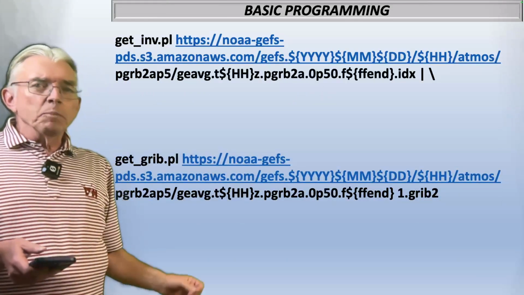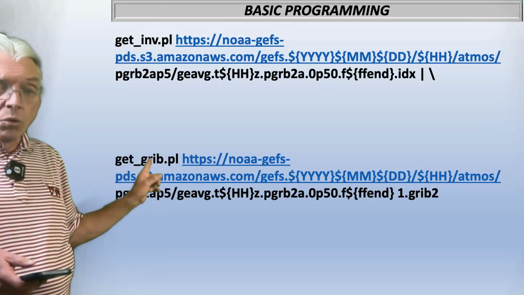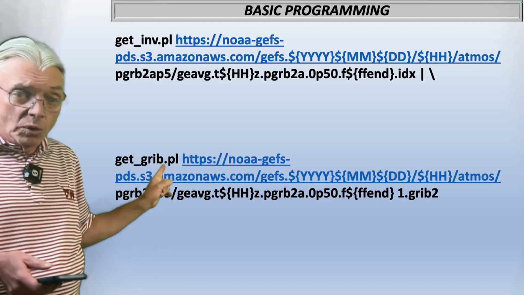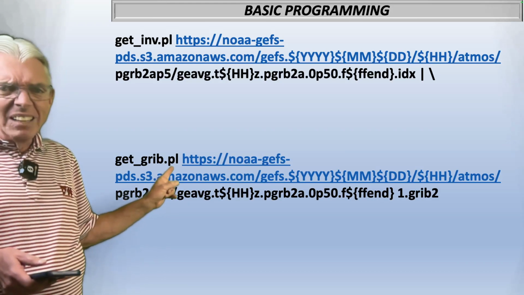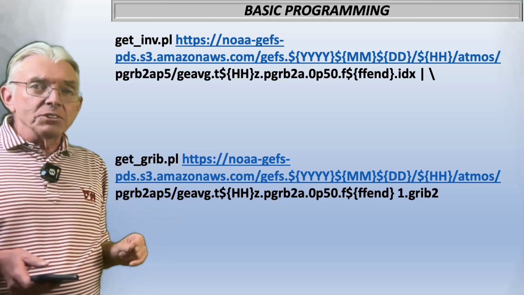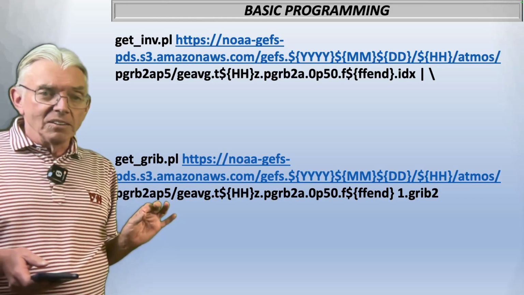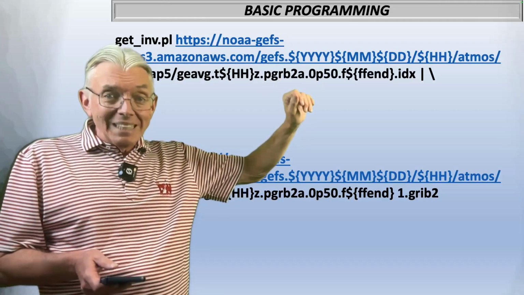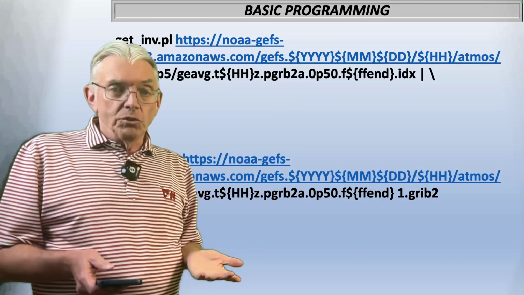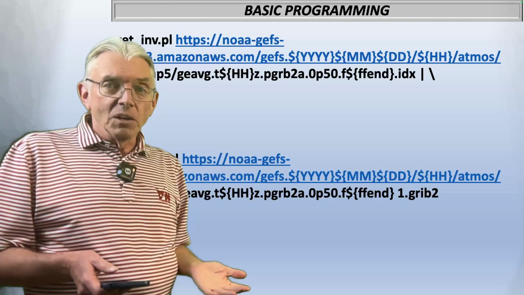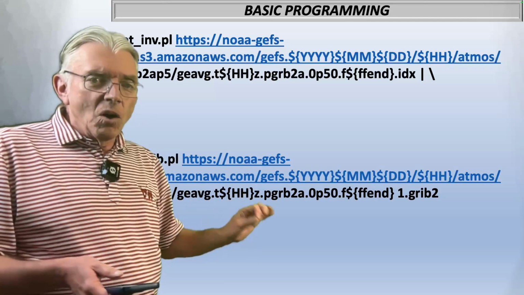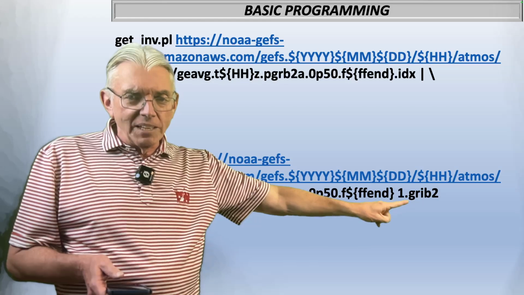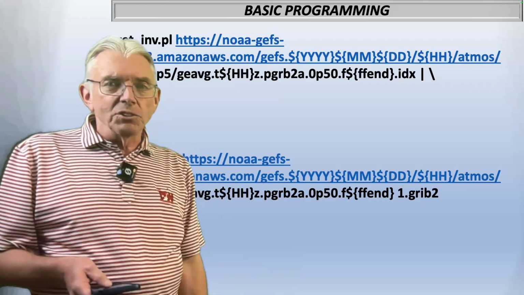Then the other program is getGrib. All the model data is in GRIB format, which stands for gridded binary. And so getGrib.pl actually looks at the actual data file and looks at the index file to see what's in it, and it combines those two to download a file, okay? And I'm calling that file 1.grib2. That's what I'm calling the file that I'm downloading, and I'll explain why I'm doing that in just a second.